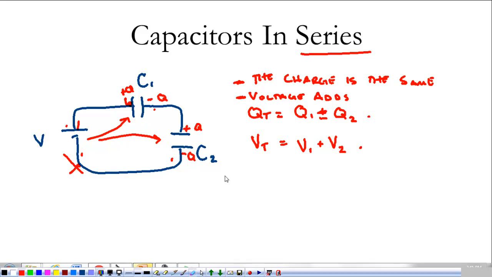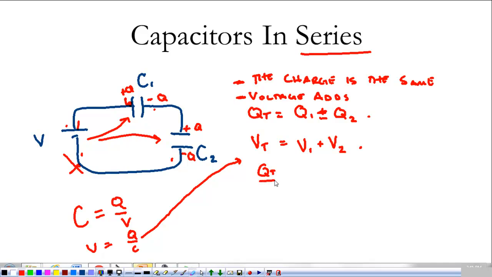Let's see what that means for capacitance. And again, capacitance is Q over V. So if I solve that for V, it's Q over C. I'm going to take that and substitute it in right here. So I'm going to have Q total over my total capacitance is equal to Q1 over capacitance 1 plus Q2 over capacitance 2. Now look at what's going on here. Because I know that Q1 and Q2 are equivalent and equal to the total charge, those all cross out.